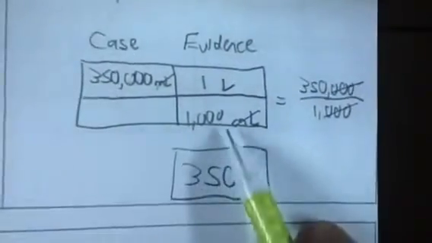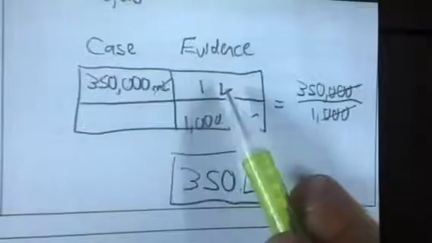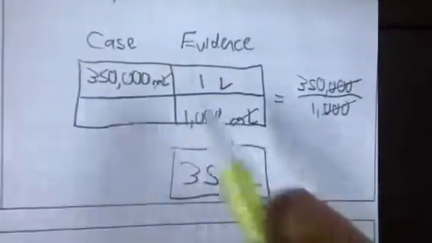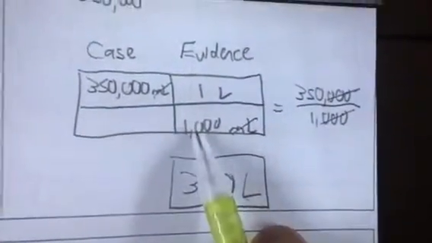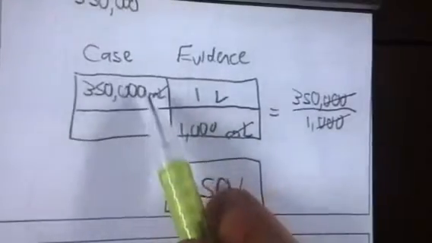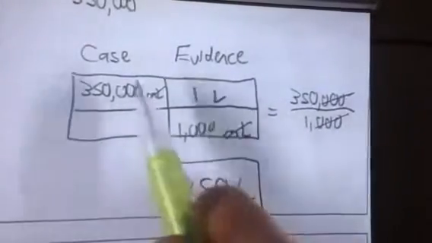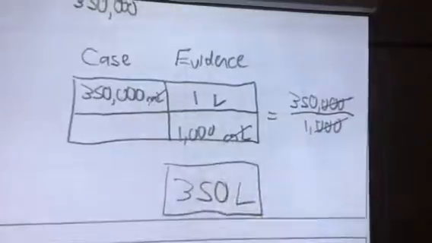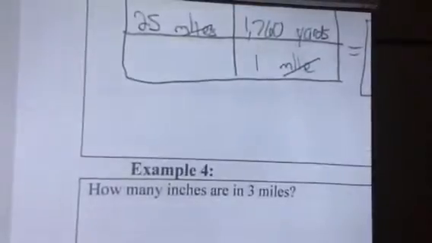So I'm converting using a unit ratio. The unit ratio right here is 1 liter equals 1,000 milliliters. Again, I need these to cancel. So in order for them to cancel, I need 1 to be in the numerator, or I need the same unit in the numerator and in the denominator. One last one. How many inches are in 3 miles?